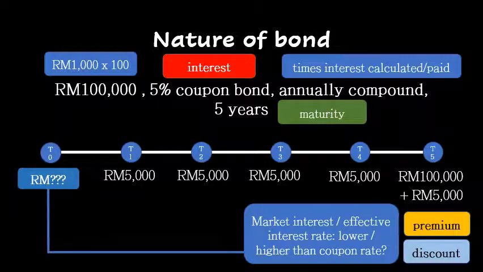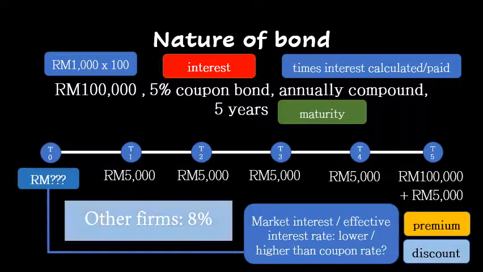Or we can look at it this way. We offer investors to subscribe to our bond, lend us their money, and we promise to pay 5% return every year. But the market, that means other firms in the market, offer similar bonds or investments and promise to pay 8% return every year. So do you think that investors will come to us or to the other firms? Definitely to other firms, right? Because they offer a much higher return.